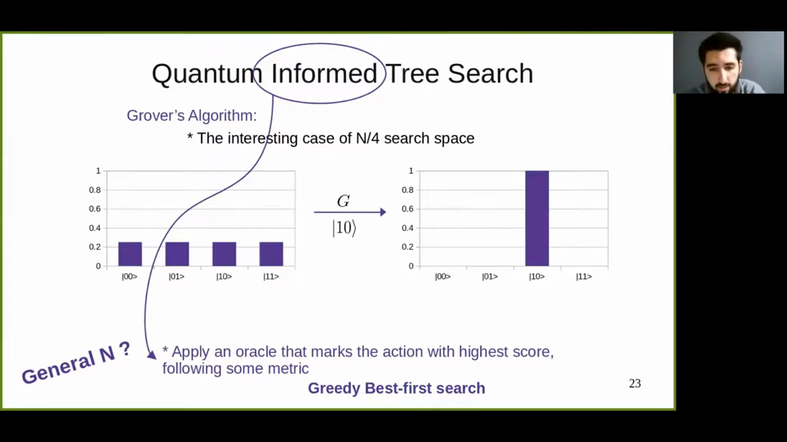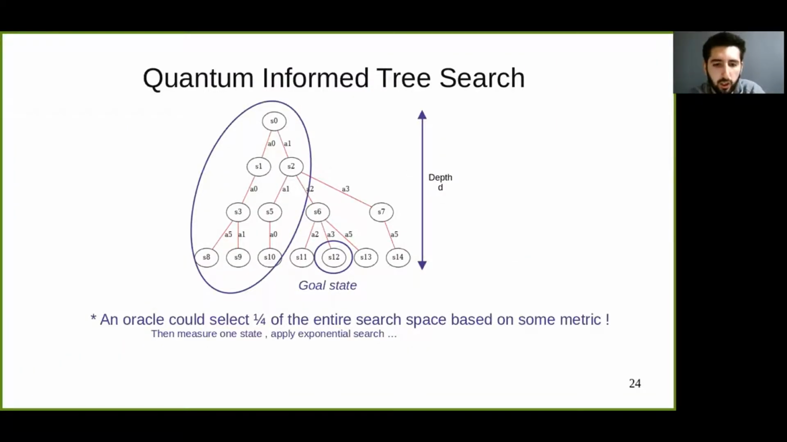Now the question is, how can we generalize this to an arbitrary search space and an arbitrary number of marked states? First of all, we could use an oracle to select 25% of the entire search space based on some metric, and then use a single Grover iteration, collapse the quantum state, and see if we reach the optimal sequence of actions that lead to the goal state. Or we could apply exponential search instead. And more interesting, we could perform the same thing again. So we could recursively select 25% of the search space, and maybe this will give a recursive quantum search algorithm.